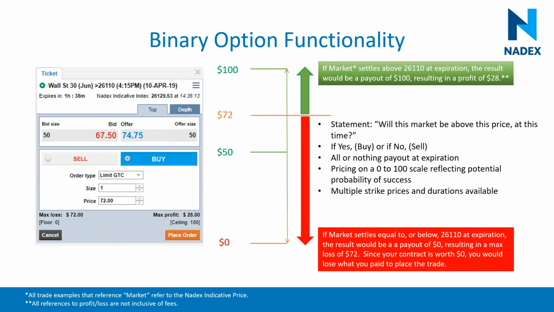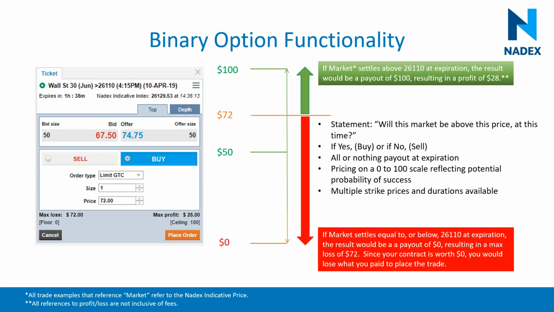So for example, here we have the Wall Street 30 greater than 26,110 at 4:15 p.m. That's our question. Will the Wall Street 30, which is based on the E-mini Dow, be greater than this price level at this date and time, right? The pricing of a binary option is really based on what the market thinks the probability of that event happening is, right?